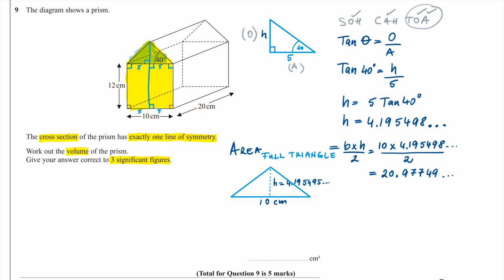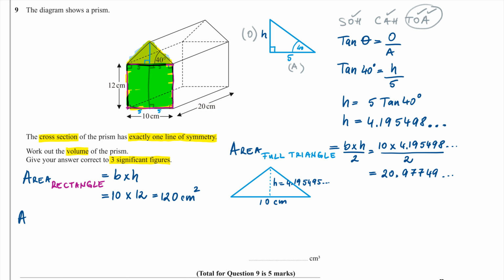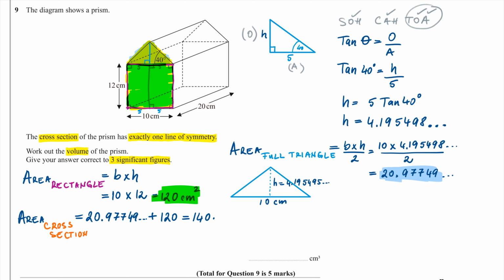This is equal to 20.97749 and so on. The area of the rectangle, the bottom part of the cross-section, is base times height, which is 10 times 12 equals 120. And the area of the full cross-section is the sum of these two areas, 20.97749 plus 120, which is equal to 140.97749.